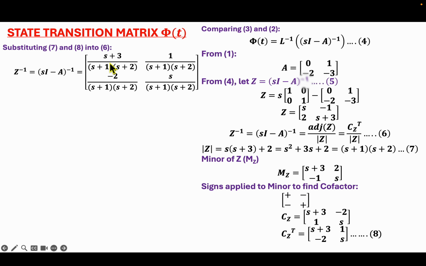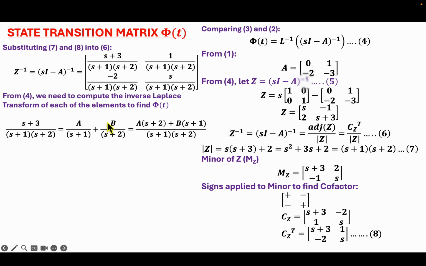So taking the element in the first row and first column, I'm breaking it down using partial fraction. I will have A over s plus 1 plus B over s plus 2, and taking s plus 1 and s plus 2 as my denominator, I will have A into s plus 2 and B into s plus 1. So multiplying this part and this part with s plus 1 and s plus 2, I will just have s plus 3 is A into s plus 2 plus B into s plus 1.